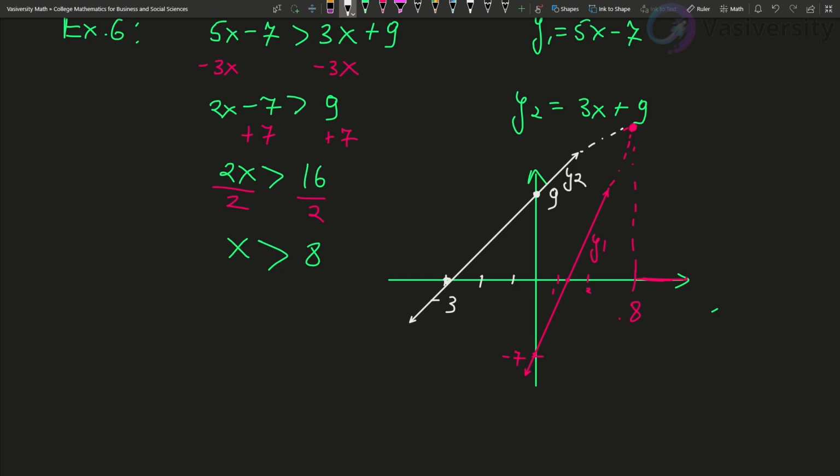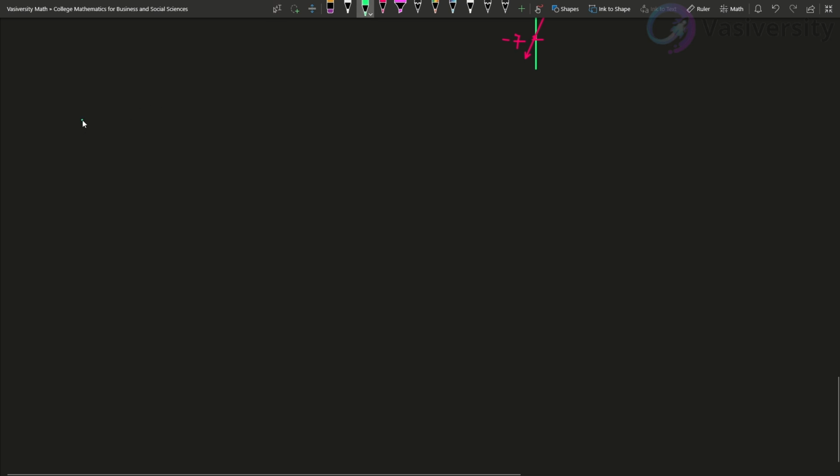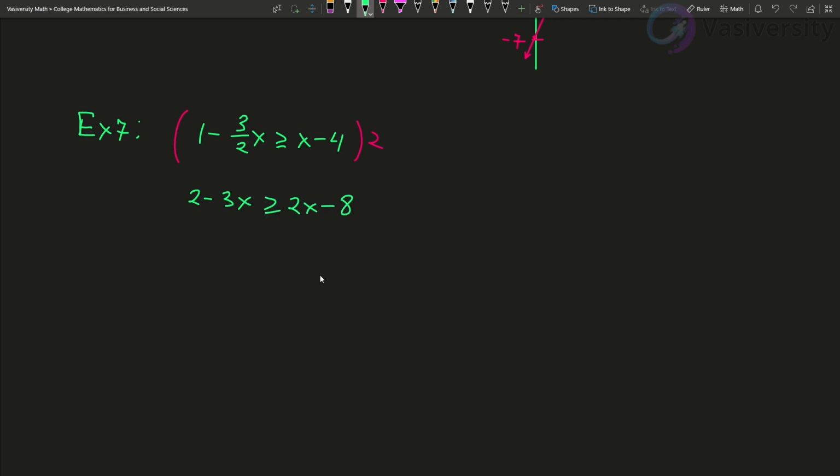And now let's take a look at another problem, specifically one of the problems from the book. I'll give it as example 7. Example 7 is 1 minus 3/2x is greater than or equal to x minus 4. In this case, we can go ahead and solve this. Let's multiply by 2. Since 2 is positive, we do not change the sign of the inequality, and we're just going to have 2 minus 3x greater than or equal to 2x minus 8.